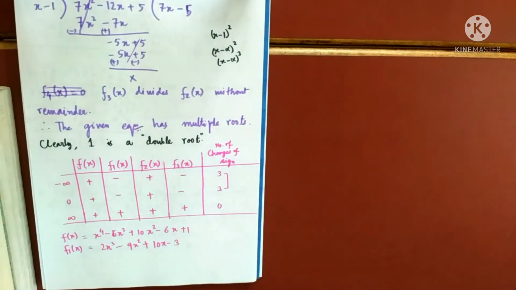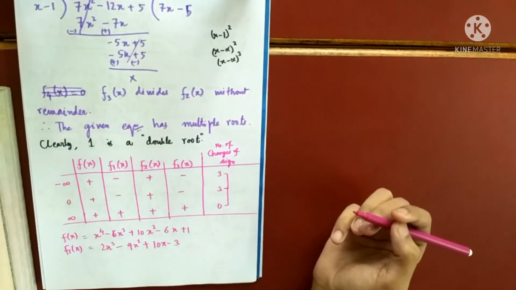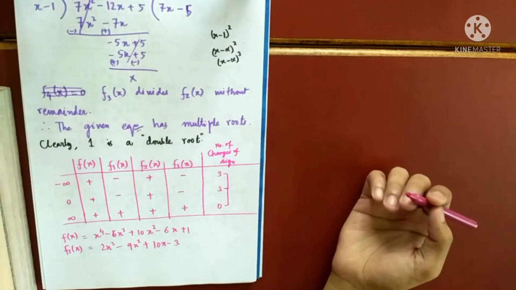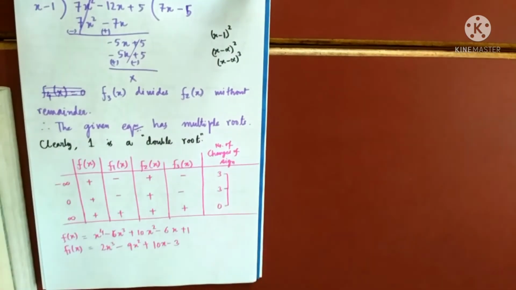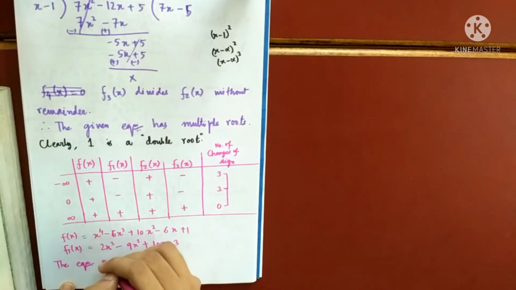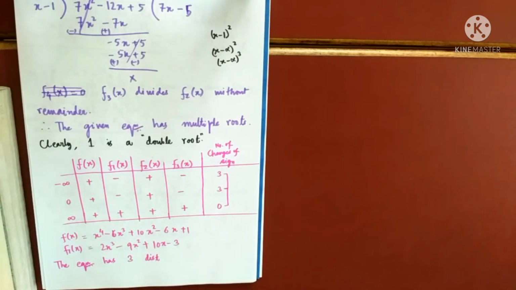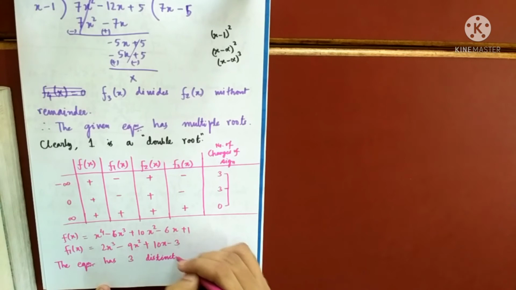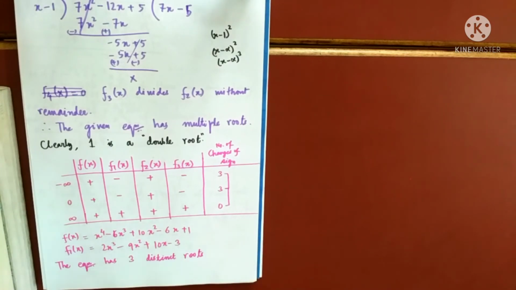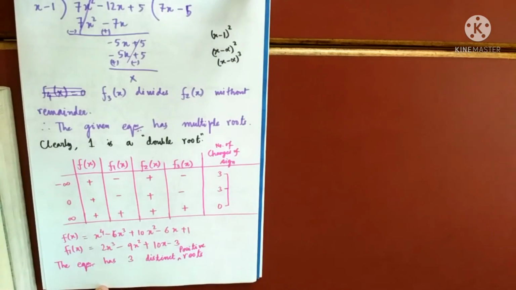So what do we understand? That there is no negative root. Right? There is no negative root. But how many changes of signs here? 3 changes of sign. That means there are 3 positive roots. So the equation has 3 distinct, because we are not counting with the multiplicity, remember, 3 distinct roots. So Sturm's theory told us that there are 3 distinct positive roots.